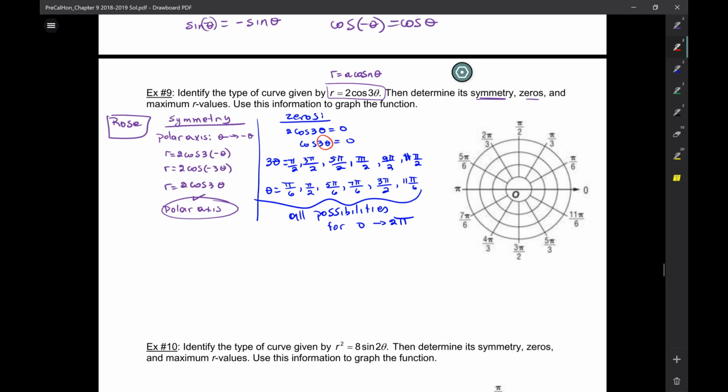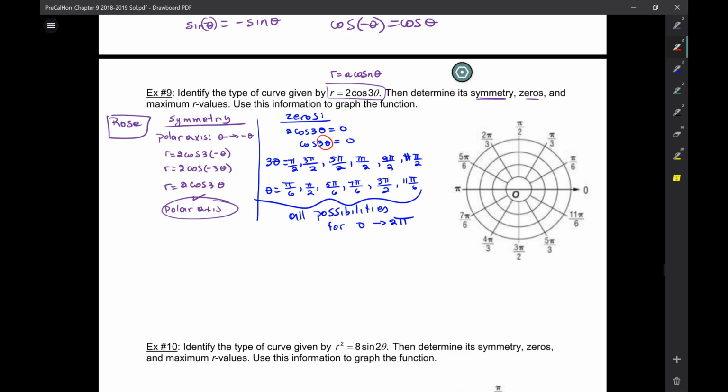Remember, at the end, you have to divide by 3 in order to get the value of theta, not just 3 theta. So you have to do as many as it takes so that after you divide by that coefficient, you have all of the possibilities from 0 to 2 pi. Does that make sense? Okay. So there is no set number. It just depends on the period, whether it's 3 theta, 5 theta, 7 theta, 2 theta.